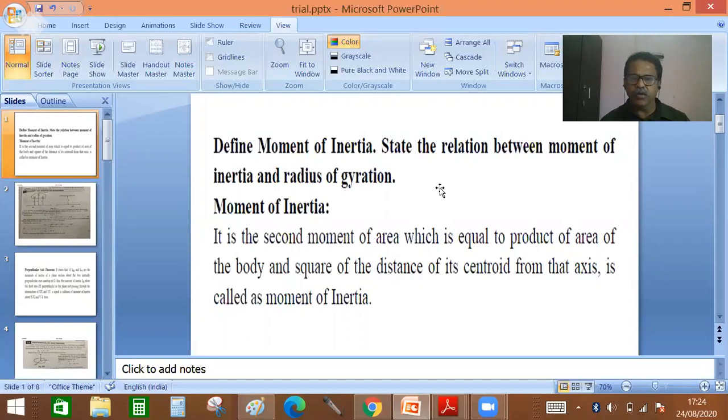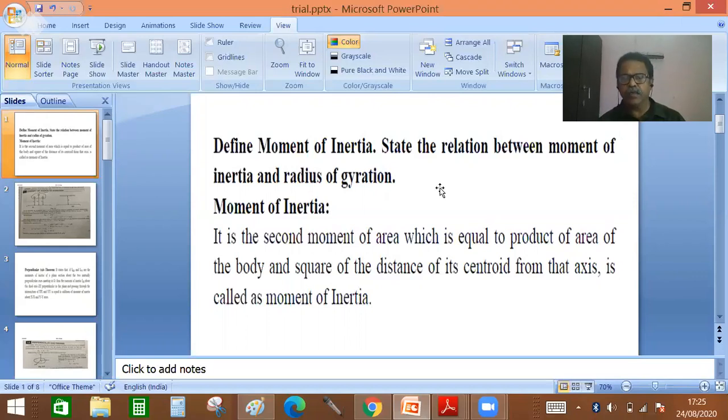You know better about what is a moment. In applied mechanics, we have studied about the moment of a force, isn't it? Moment of a force is a product of force multiplied by perpendicular distance from that force to the point where you are finding the moment of that force. That is the moment of force that we have studied in applied mechanics. Now here, moment of inertia is the second moment of area.